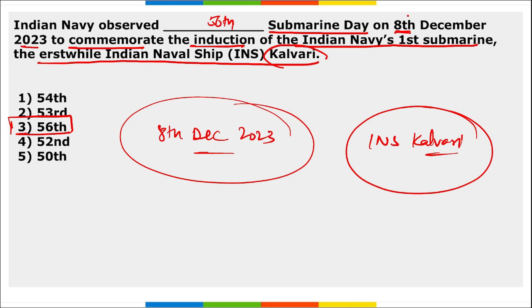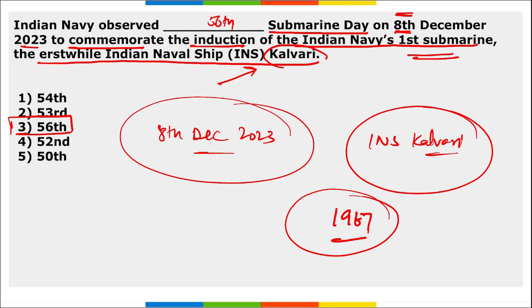Right? Next. And one more thing, remember why this is observed on 8th of December? Because India's first submarine, INS Kalvari, was commissioned. When was it commissioned? In 1967. And since that day, we observe this as the Submarine Day.